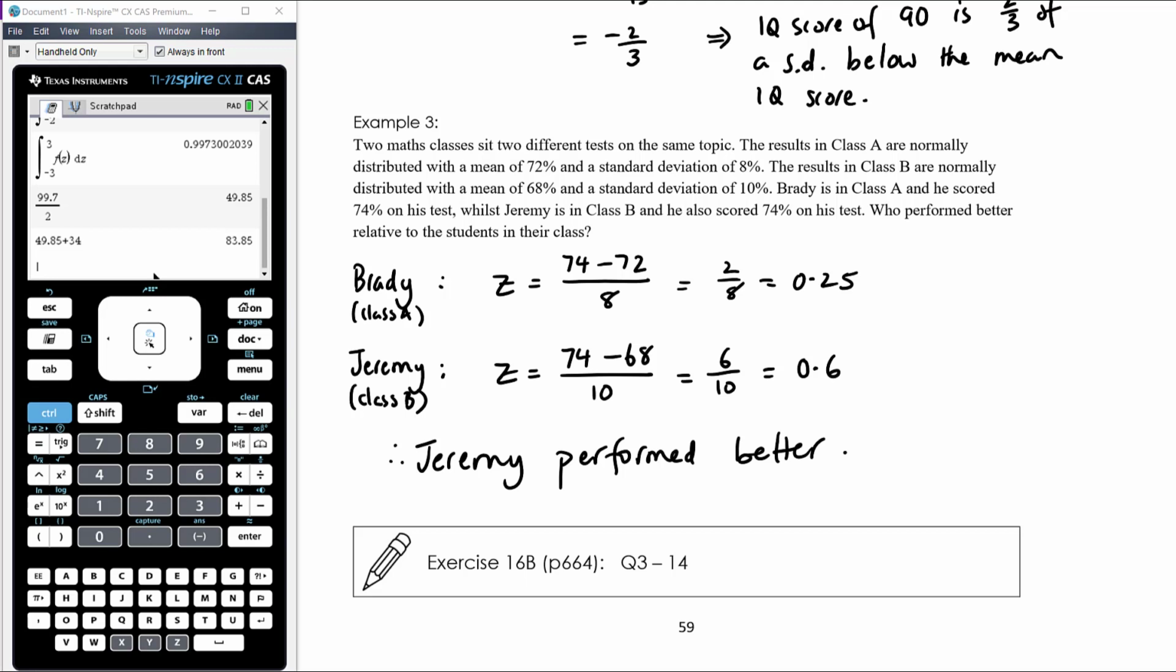Okay, so Z scores or standardization are useful for A, getting a sense of how many standard deviations away from the mean this score is, and B, for comparing across two distributions. We also want to get familiar with the 68, 95 and 99.7% rule, thinking about the symmetries allowing us to approximate various probabilities that are either 1, 2 or 3 standard deviations above or below the mean. The work to practice this is in exercise 16b, questions 3 to 14.